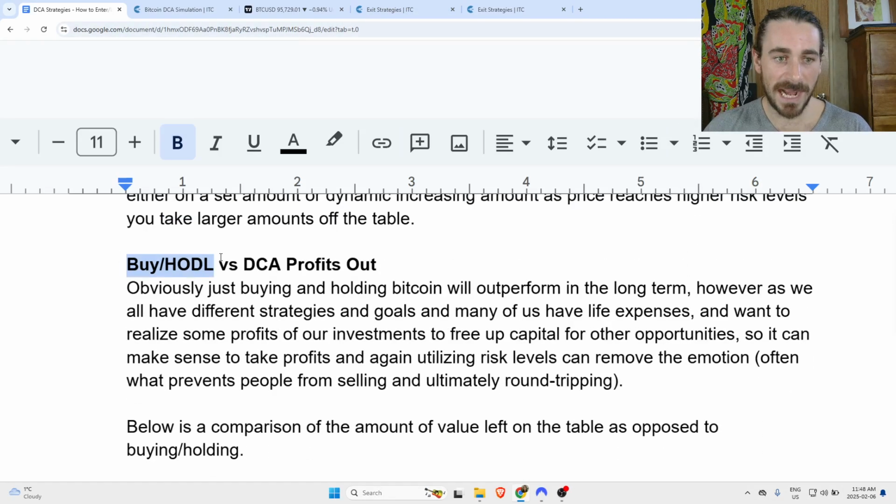And then looking at the buy and hold versus DCA out profits, obviously just buying and holding Bitcoin lots of the time outperforms in the long term, but as I mentioned, different strategies, different goals, different expenses. Some people want to realize profits. It also lets you free up that capital to use for other investment opportunities. So really don't underestimate the power of having a solid cash position. And you should be looking to opportunistically replenish it as well as deploy it when the times come. So obviously it makes sense to take profits. And again, utilizing risk levels can remove the emotion.